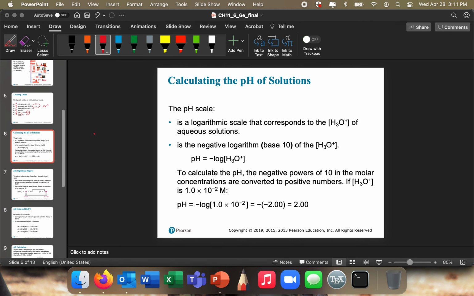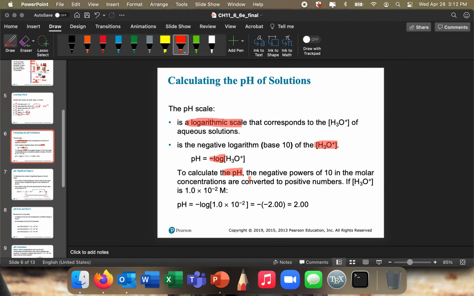Okay, so let's show you how we're going to calculate this. The pH scale is a logarithmic scale. I wouldn't get too worried about that. We're going to need to use it in a calculator, but it's a logarithmic scale that corresponds to the hydronium ion concentrations in aqueous solutions. And it's the negative logarithm of the concentration of H3O+, right? So pH is defined, that's just a definition, as the minus log of the hydronium ion concentration.